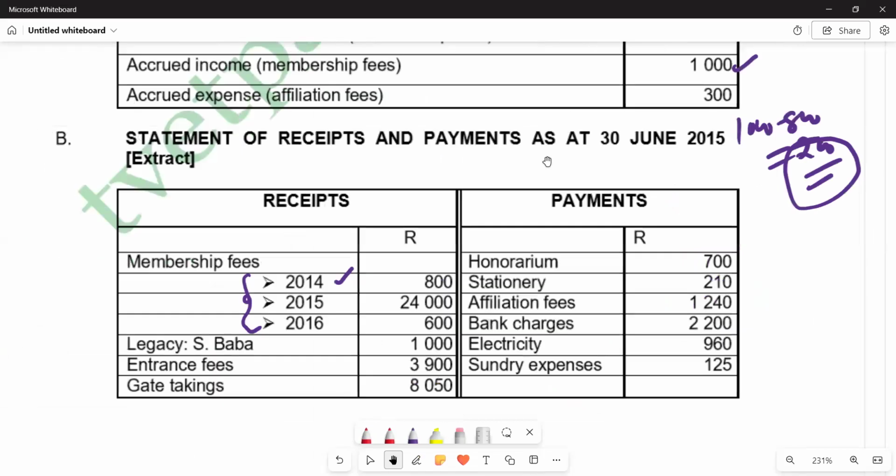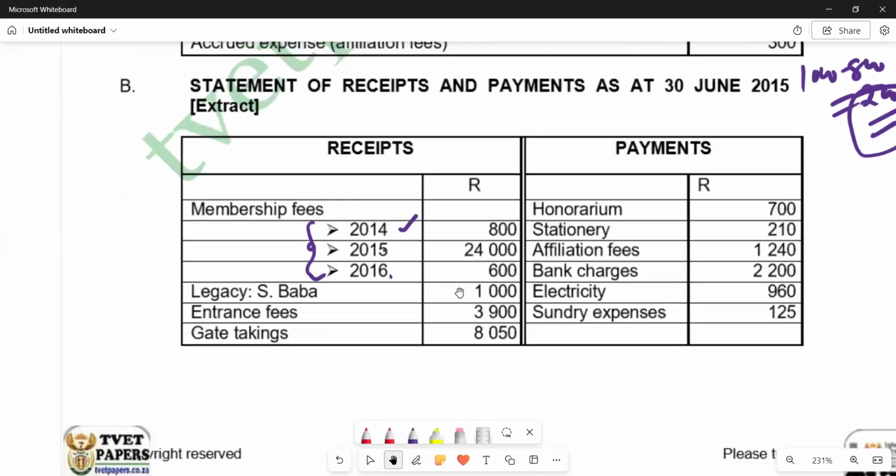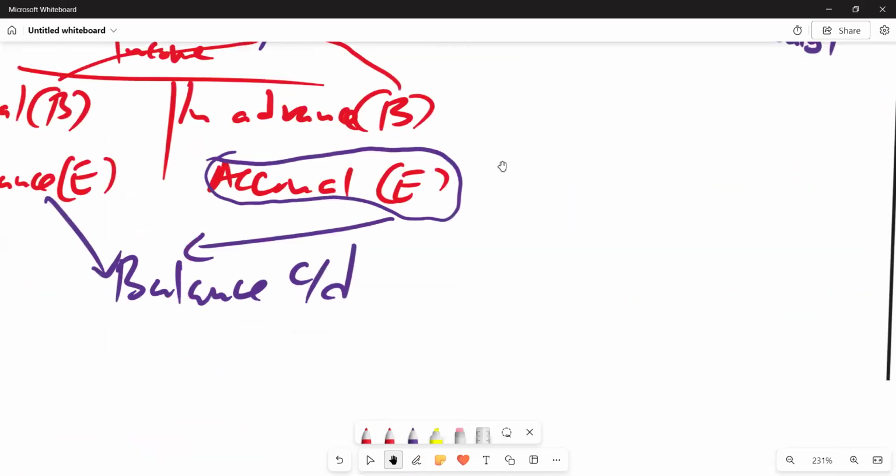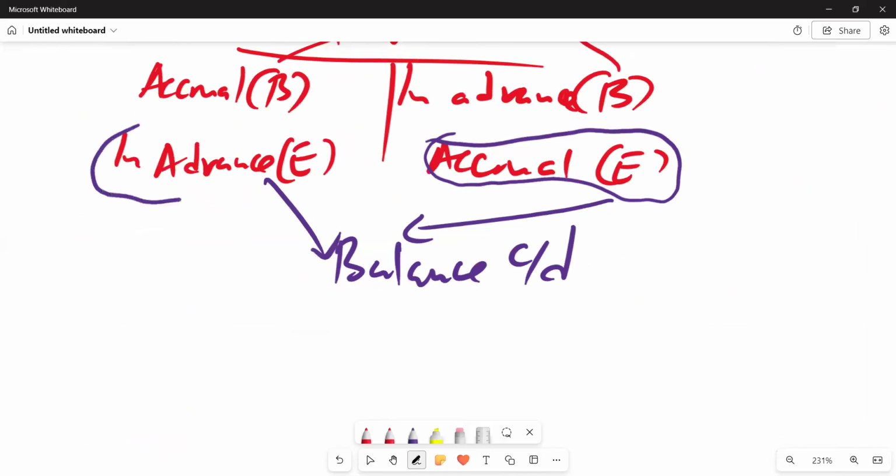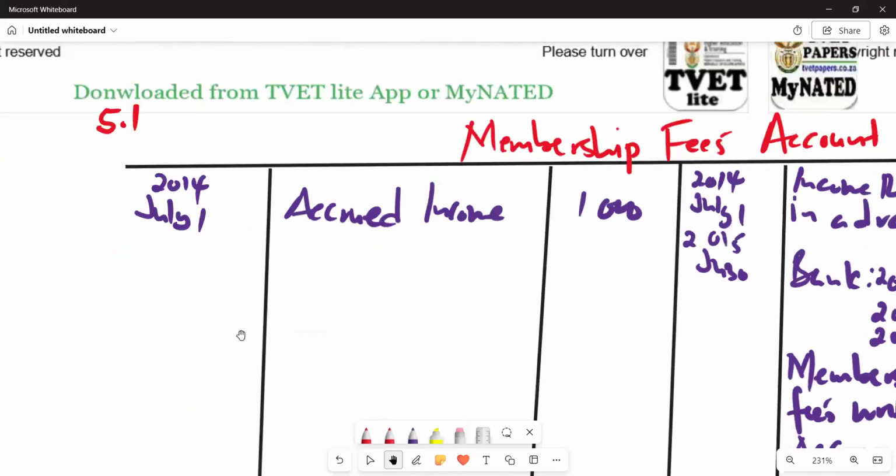So if you come here, you see that we have membership fees that we received for 2014, which was 800. Then the period that we are in is the year ending 2015, which is 24,000, which is relevant. But 2016 doesn't belong to this period. We received membership fees for 2016, whereas we are still in 2015. So it means it's an income received in advance. So 600 is the amount in advance at the end. So we come here. You see that advance at the end is here. It comes on the debit side. So we come to our membership fees account and indicate that one.